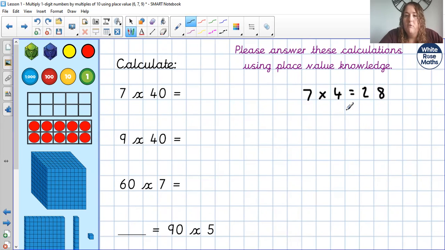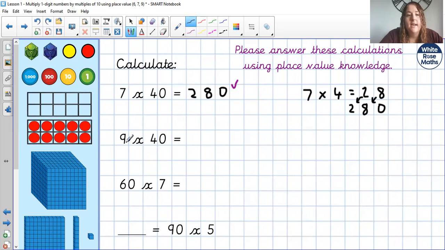And then I need to multiply that answer by 10. So it's going to go one space to the left because I'm multiplying it by 10. So my answer would be 280. So I can pop 280 in there. And if you got that answer, huge well done, give yourself a tick.